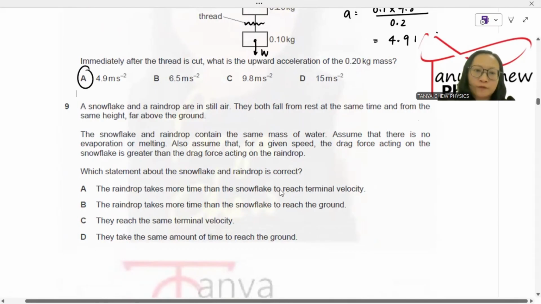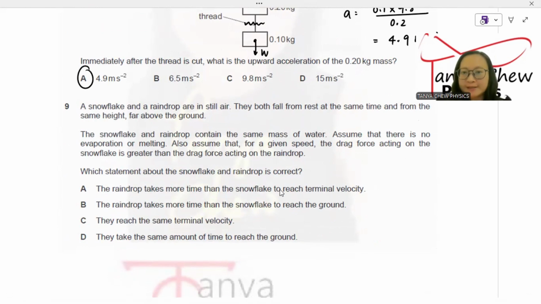Number 9. A snowflake and a raindrop are in still air. They both fall from rest at the same time and from the same height, far above the ground. The snowflake and raindrop contain the same mass of water. Assume that there is no evaporation or melting. Also assume that for a given speed, the drag force on the snowflake is greater than the drag force experienced by the raindrop.